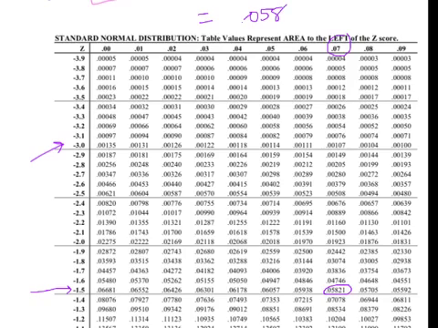0.05821. That's the probability. So that's the answer to the final question right there. That's the probability of somebody scoring less than a 60 on that original test. All right, did you follow that? Let's recap what we did.